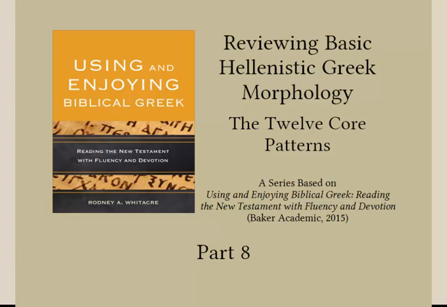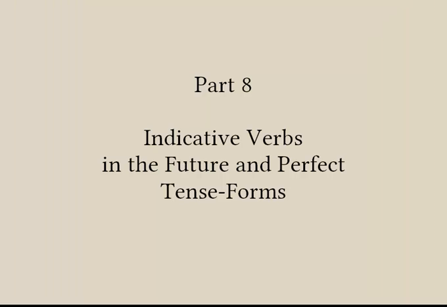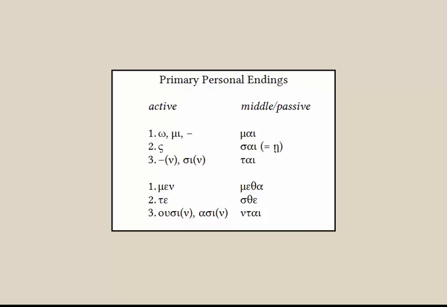Welcome to the 8th video in this review of basic Greek morphology based on 12 core patterns. In this video we continue reviewing the indicative of the primary tense forms, and now we're going to be looking at the future and the perfect. Our core pattern is still the pattern of personal endings for the primary tense forms.